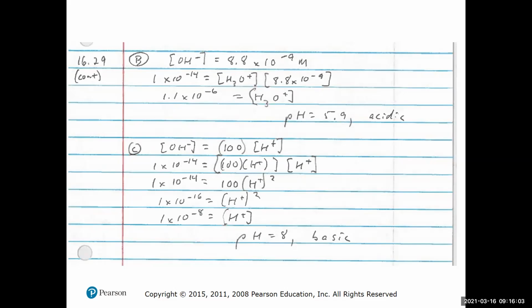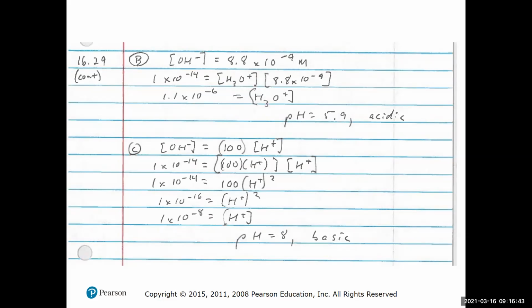Okay, in part B, in this case, we're given a hydroxide concentration of 8.8 times 10 to the minus 9 molar. Once again, we take advantage of that water equilibrium constant being 1 times 10 to the minus 14th and plug in our hydroxide concentration and solve for the hydronium ion. We go ahead and take the minus the log of that value, and we get a pH of 5.9. That pH is less than 7. If it's less than 7, then it is acidic.